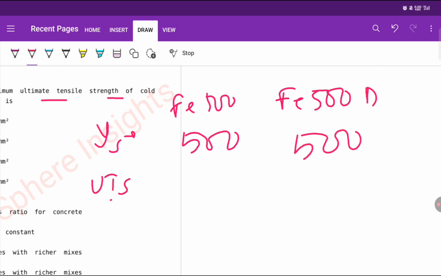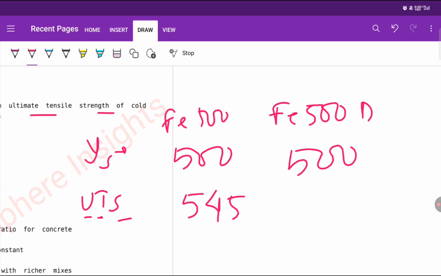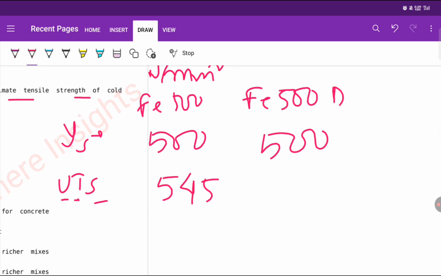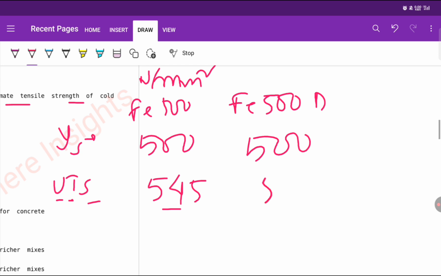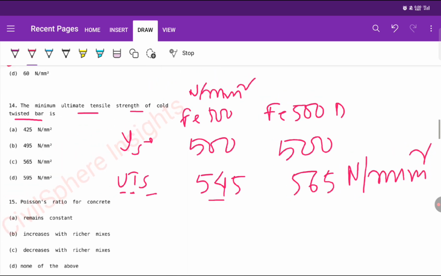So yield strength is 500, but our ultimate tensile strength will be 545. All things are in Newton per mm square. So 545 Newton per mm square, and for FE 500 D it will be 565 Newton per mm square. So these are the ultimate tensile strengths. Ultimate tensile strength of cold twisted bar will be 545 or 565.